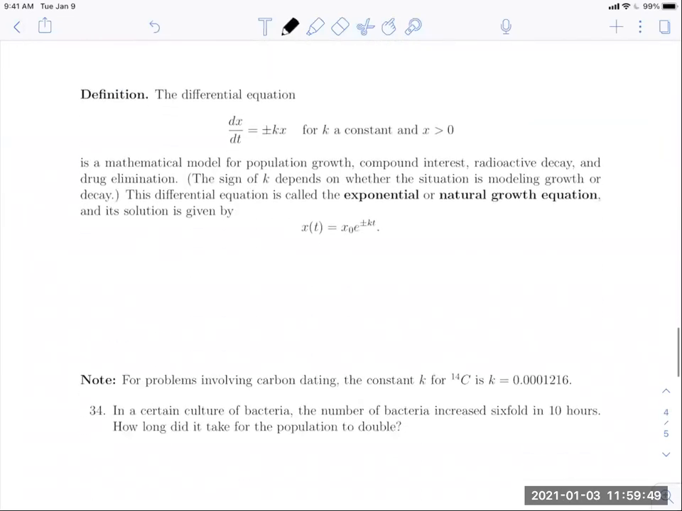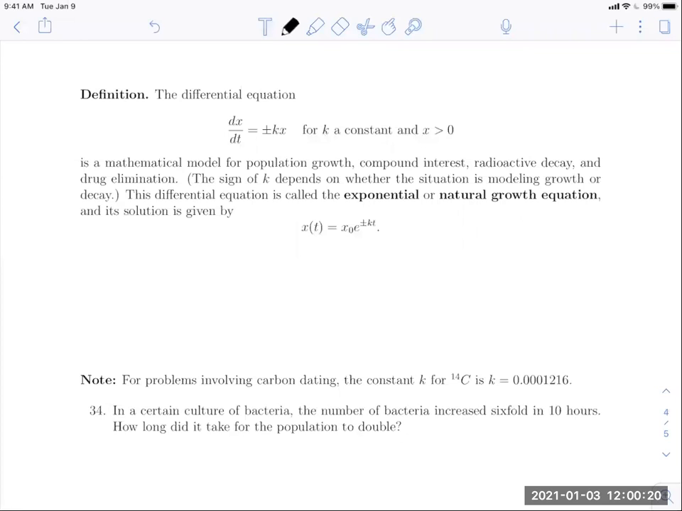All right, so we come to the end of the notes here where we want to provide an application of separable differential equations. And this application is probably one that every single person in this class has seen before, but you might not have recognized it as being a differential equation. So we say that the differential equation dx/dt equals plus or minus kx, where k is a constant and x is positive. That is the mathematical model for population growth, compound interest, radioactive decay, and drug elimination.